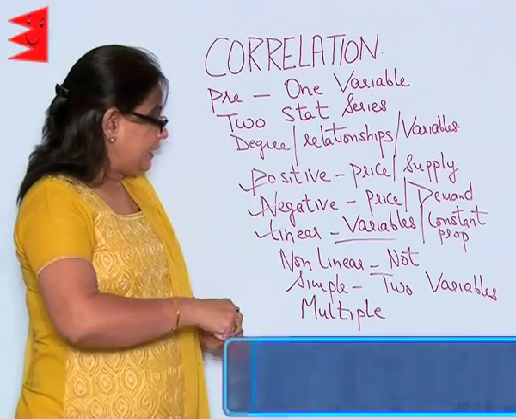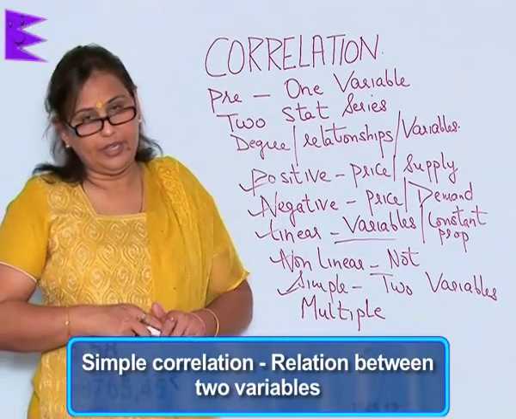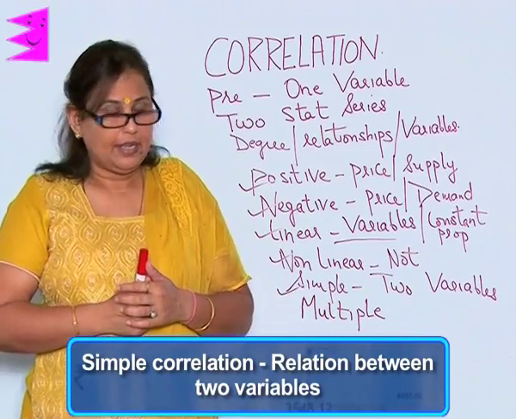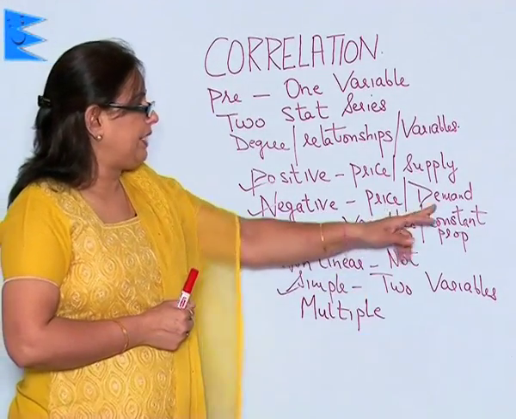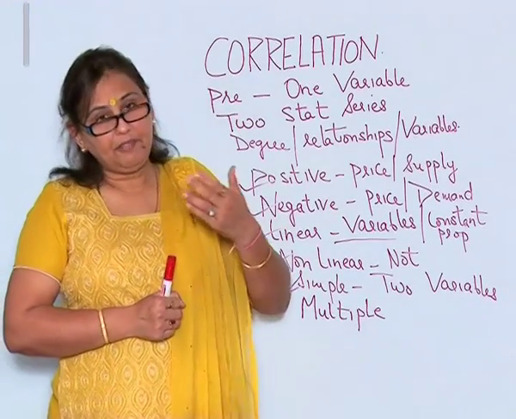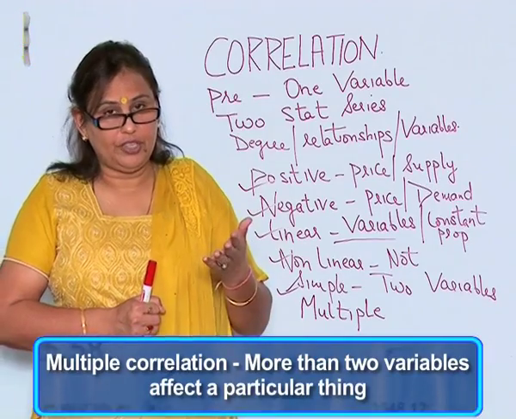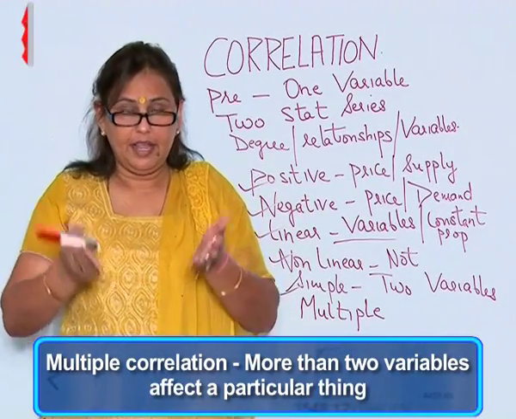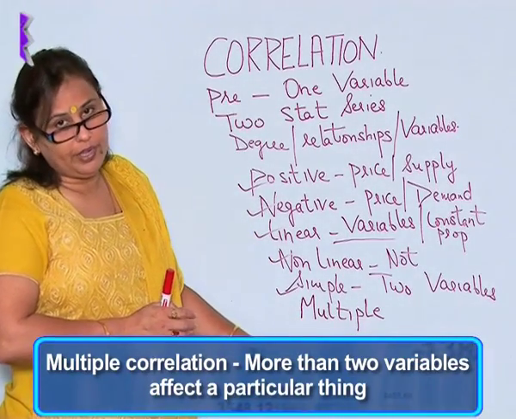The next is the simple correlation. The simple correlation is the correlation between two variables, as we said, the correlation between price and demand. Then we have the multiple correlation. The multiple correlation is when more than two factors affect a particular thing.